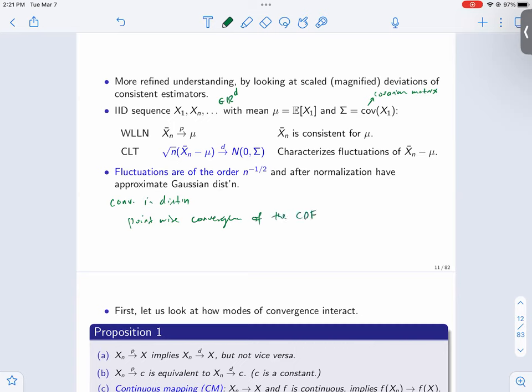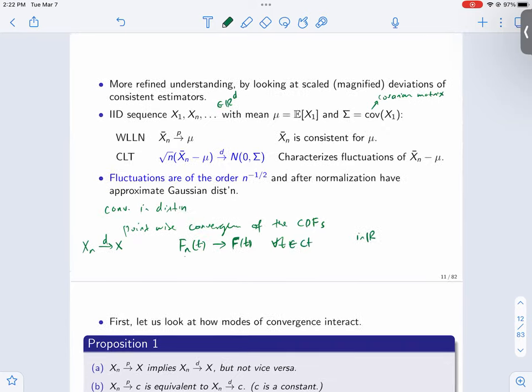So let's say Xn converges in distribution to X. If F_n is the CDF of Xn, this converges to F for all t. Is this in R? Yes, in R, so things are in R here. This is sort of correct, with a caveat that this is the case if F is continuous. If it has discontinuities, you only need this to hold for every t in the set of continuity points of F. This is not a standard notation, but it's for simplicity.